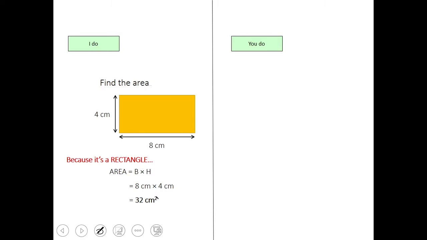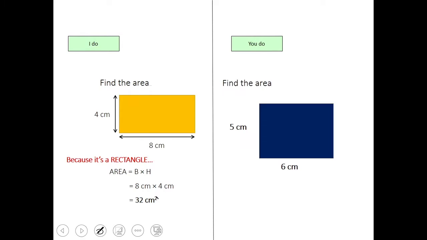Now if I can get you once again to pause the video and have a go at that question on the right hand side for about half a minute to a minute, and I will put the answer up on the board. Yep, so you should have all got 30 centimeters squared. All it is, we're timesing the base times the height, and that's the answer that we should get.